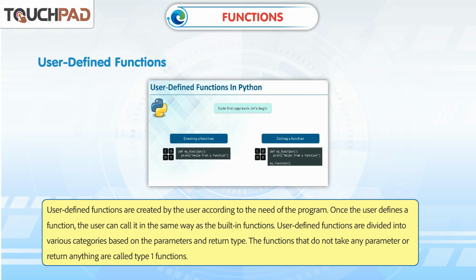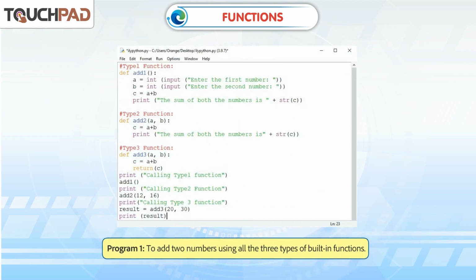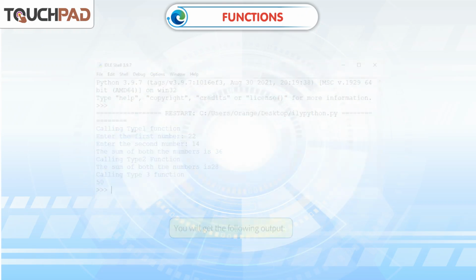The functions that do not take any parameter or return anything are called type 1 functions. The type 2 functions take parameters but do not return anything. The type 3 functions take parameters and return output. Let us understand this with the help of an example. Program 1 to add two numbers using all the three types of user-defined functions. You will get the following output.